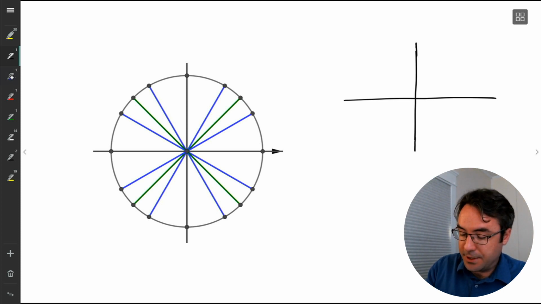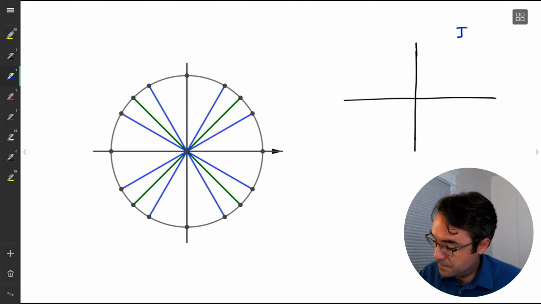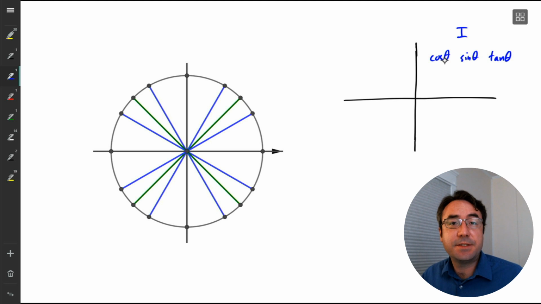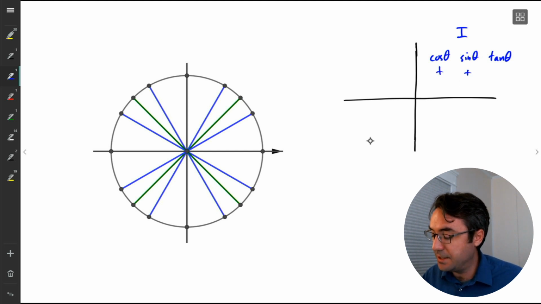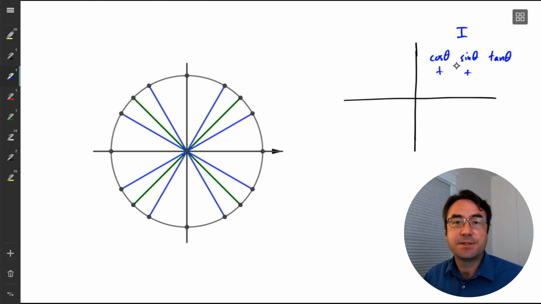So in the first quadrant, cosine, sine, and tangent. Cosine, again, is the x value, so all the x values are positive here. Sine is the y value. All of the y values are positive. So cosine and sine, for any angle inside this first quadrant, are going to be positive. And since tangent is sine over cosine, tangent theta is also going to be positive.